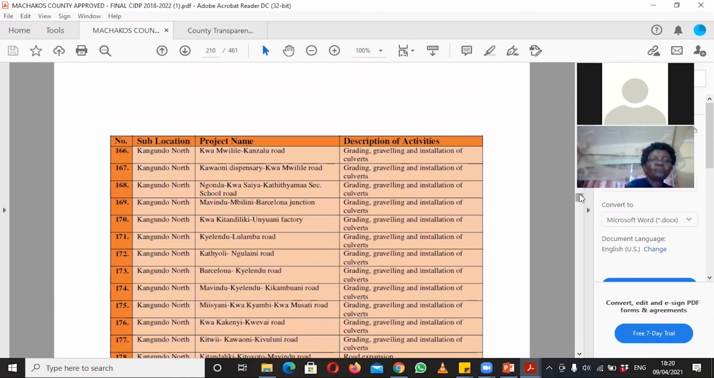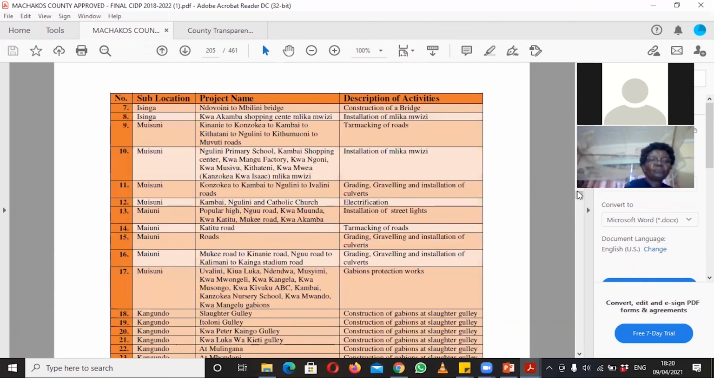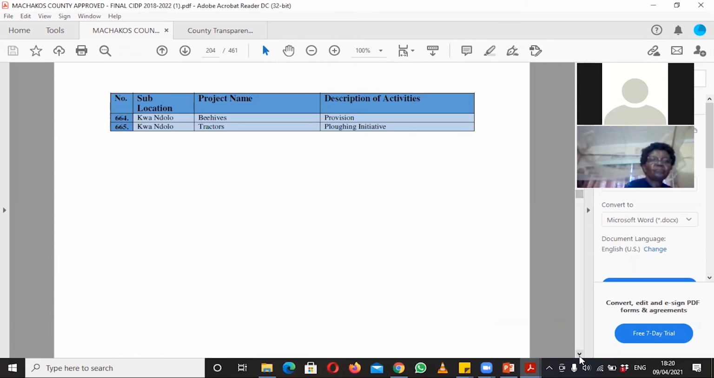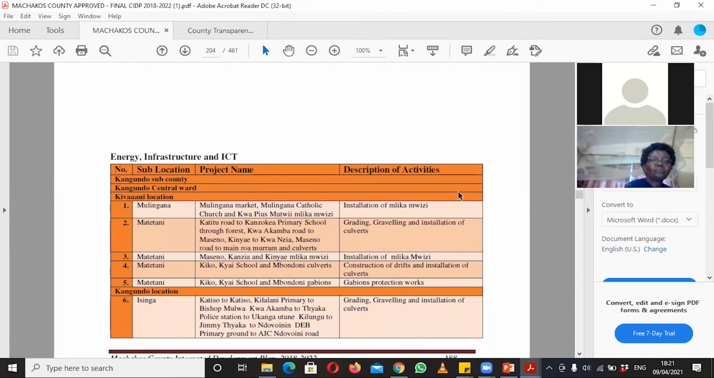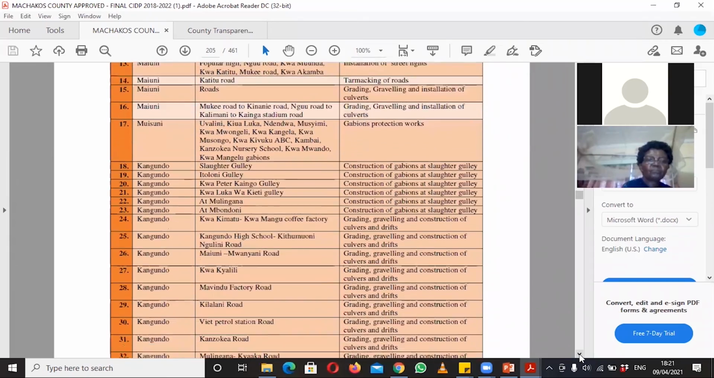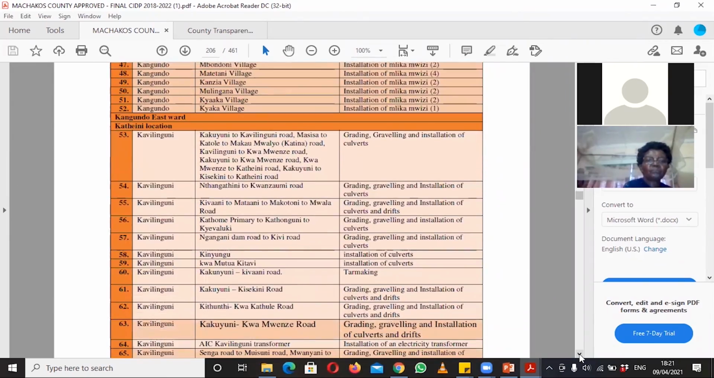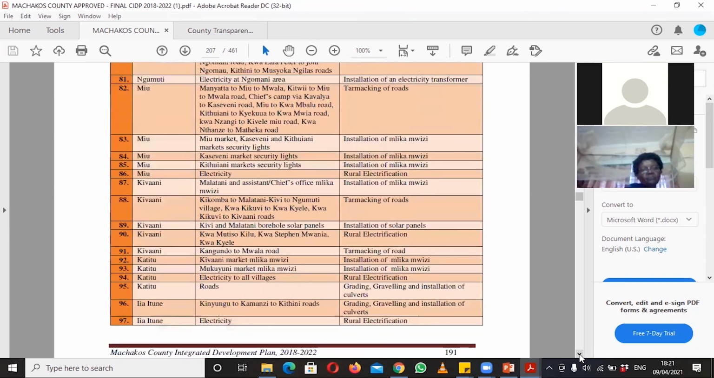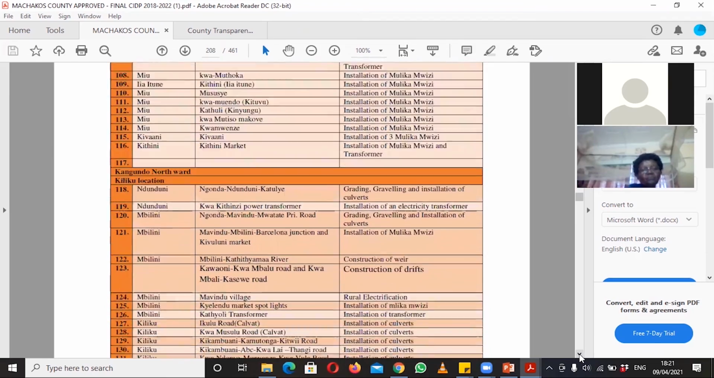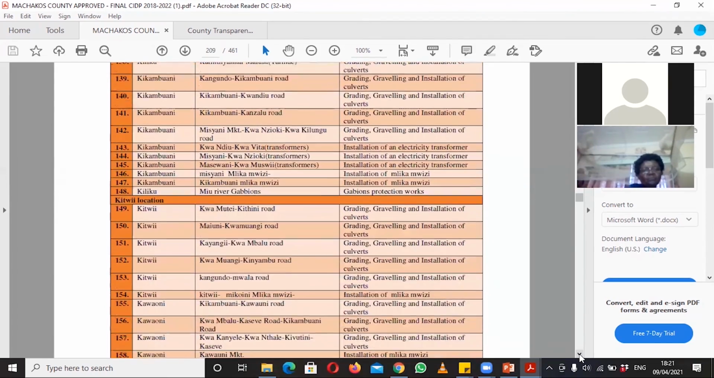Let's look at this one, energy infrastructure. So they have said sublocation, project name, description of activity. So you can see they are saying Kangundo Central Ward, what is going to take place there, and they have mentioned the exact places. So we can say that at least the county government is doing so well. So you can see Kangundo, there's Kangundo East. I wanted us to come to Masinga so that you can identify whether what they're saying is true.